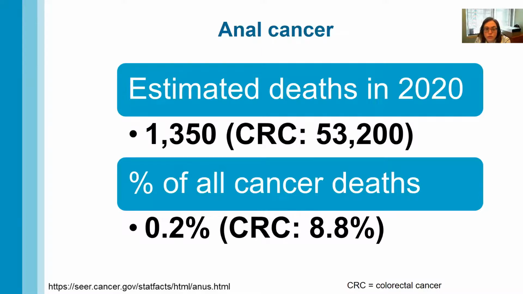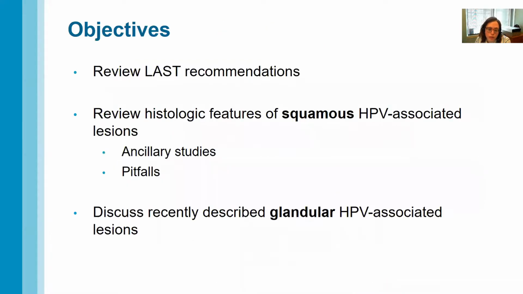As a result of its rarity, and depending on where you practice, of course, some of us may feel a certain degree of discomfort when it comes to anal neoplasia and preneoplasia. Now, in this lecture, we will review the lower anogenital tract standardized terminology recommendations published back in 2013. We're also going to review the histologic features of squamous HPV-associated lesions, including ancillary studies and a couple of pitfalls. And then finally, we're going to discuss recently described glandular HPV-associated lesions.